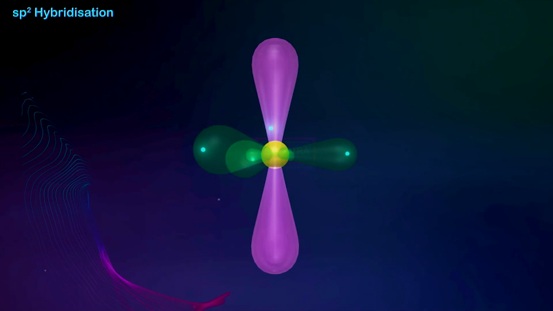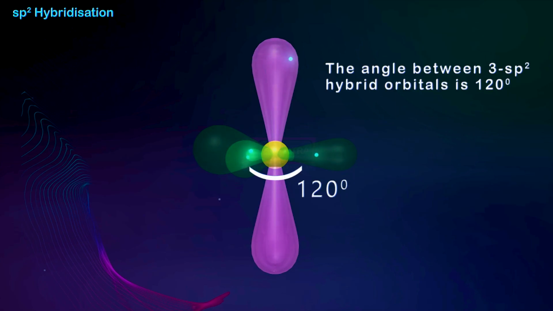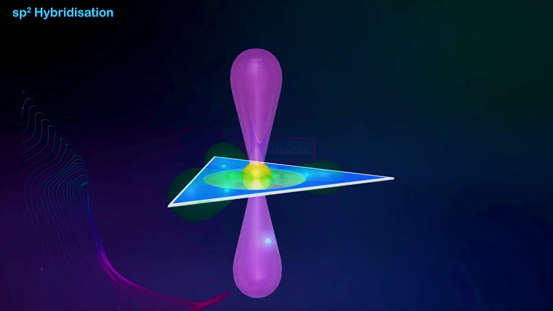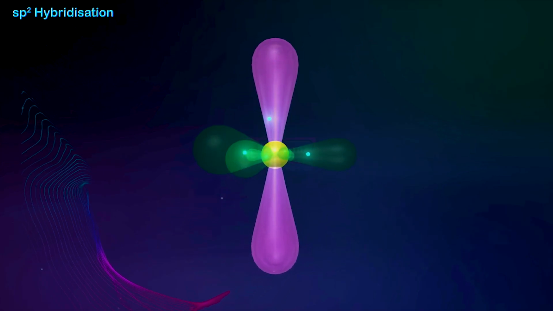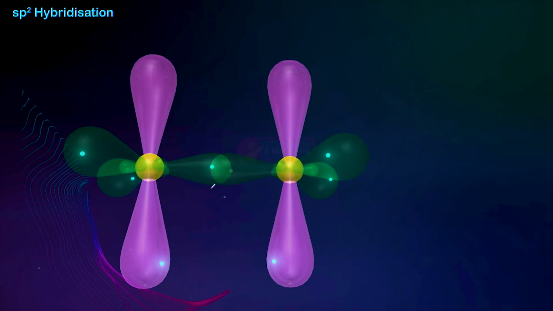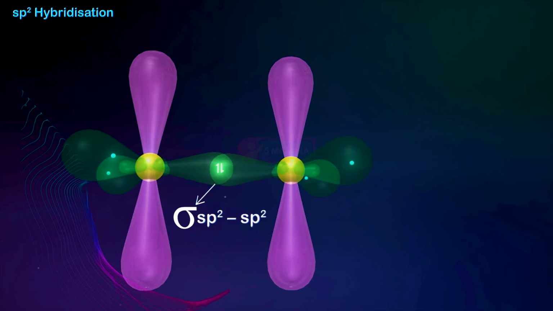The 3 sp2 hybrid orbitals with 1 electron each get separated around the nucleus of the carbon atom at an angle of 120 degrees. In the formation of ethylene, each carbon atom is hybridized with 3 sp2 hybrid orbitals. 1 sp2 hybrid orbital of carbon overlaps with the sp2 hybrid orbital of another carbon and forms an sp2-sp2 sigma bond.